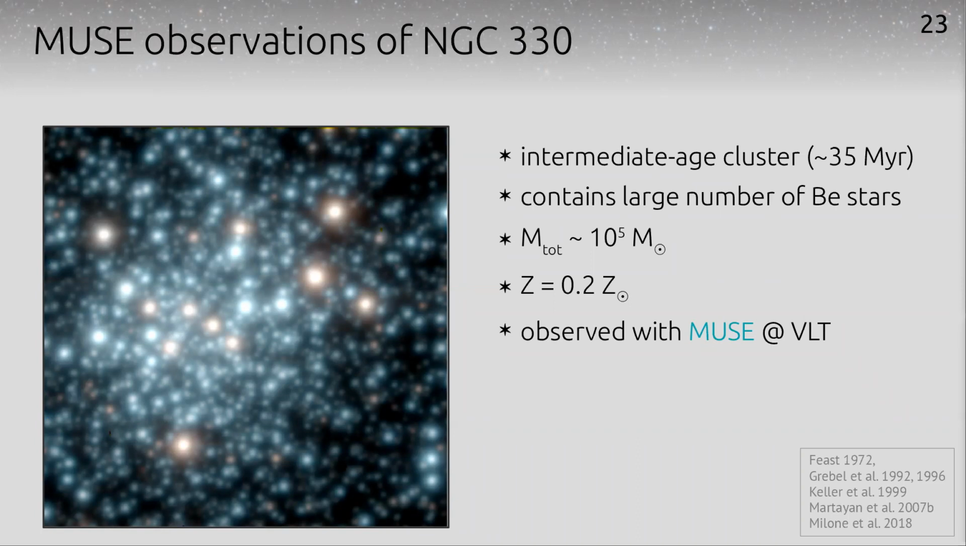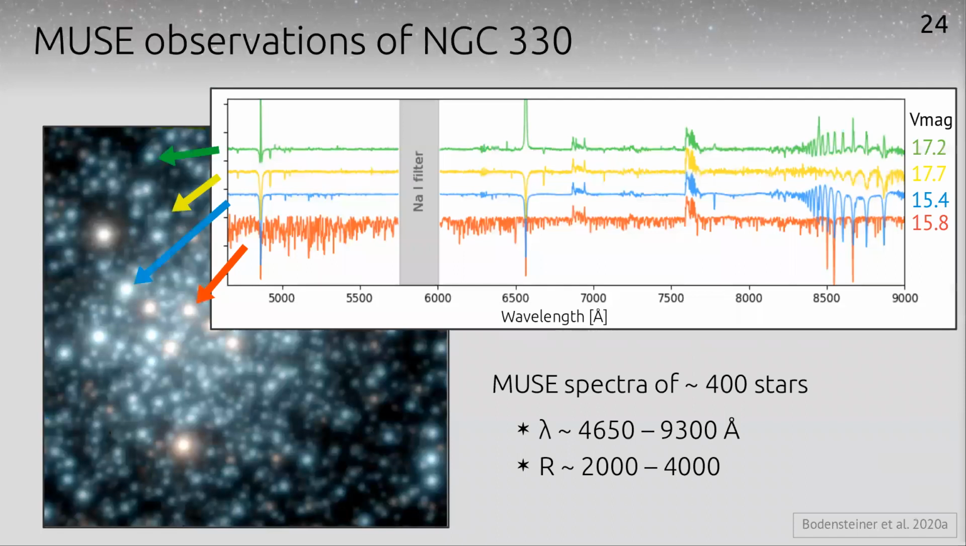And just to show you an example, I'm showing 4 spectra of stars that we have observed in NGC 330 with MUSE, just to give an idea of the wavelength coverage, the spectral resolution, and everything. Of course, we get spectra for all the stars in the cluster, which is around 400 stars, but the resolution is not great, between 2000 and 4000. But just as an example, I'm showing from top to bottom a BE star, a B star, a blue supergiant, and a red supergiant that we have observed in this cluster.